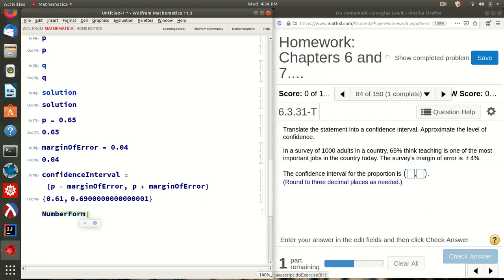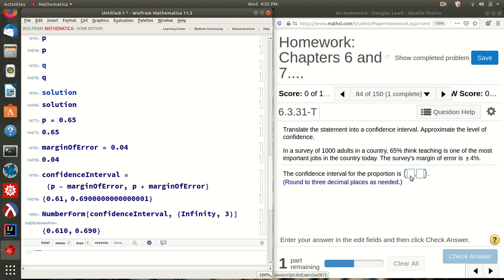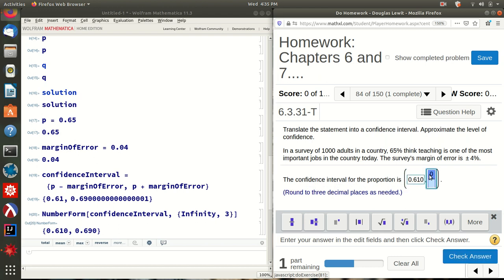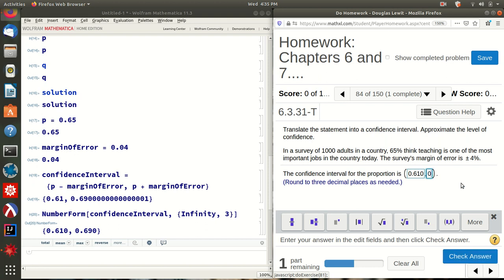NumberForm, confidence interval. NumberForm is cool. It doesn't just work on numbers. It works on lists of numbers, which is really nice. Infinity, and then 3 decimal places, because Pearson wants 3 decimal places. Okay, so that was nice. 0.610 and 0.690. Okay?